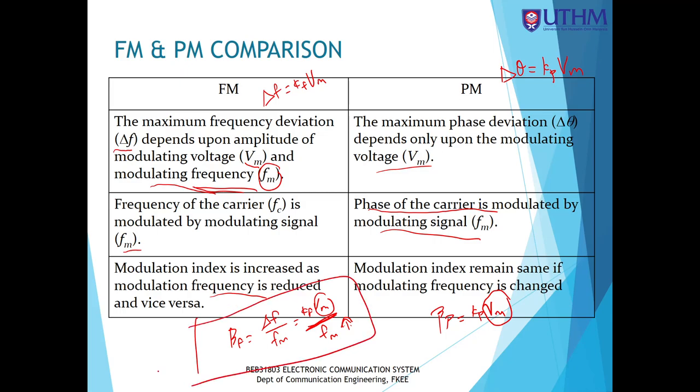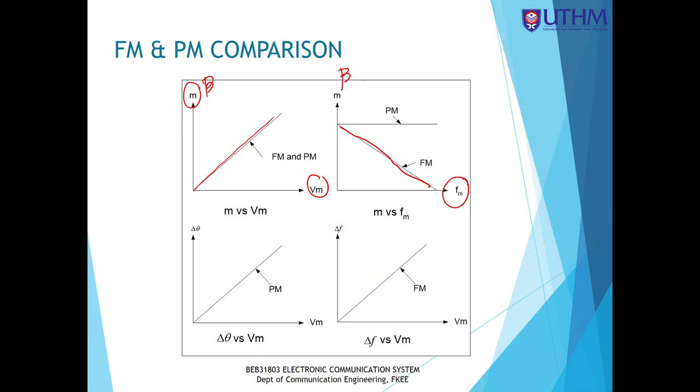But for the phase modulation, the beta is independent of the input frequency. So it remains the same. Although the frequency increases, the beta P is still the same. Okay, tidak ada perubahan. And delta theta versus VM.